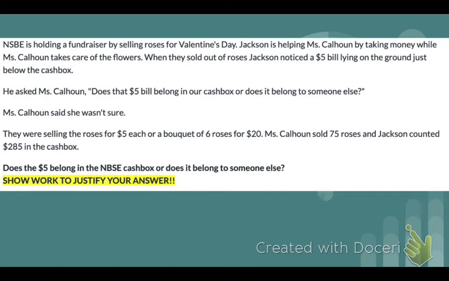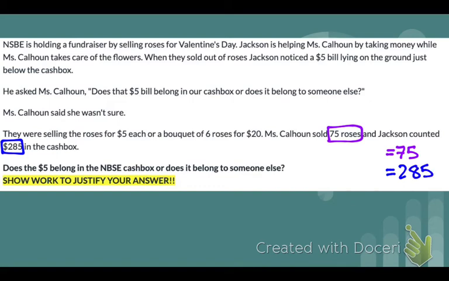So let me keep going for a second. They sell each rose for $5, and each bouquet of 6 roses for $20. Miss Calhoun says she sold 75 roses, and they have $285 in the cash box. Do we have any totals in this problem? 285 is a total, and 75 roses is a total. So it won't be y, but it will be set equal to it.